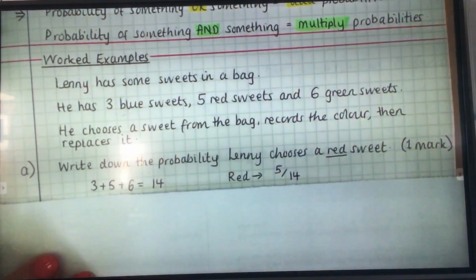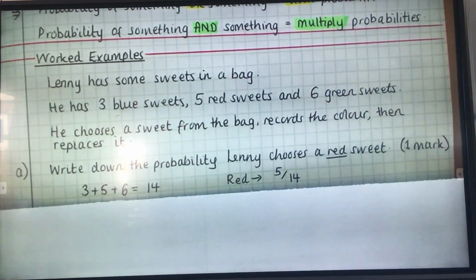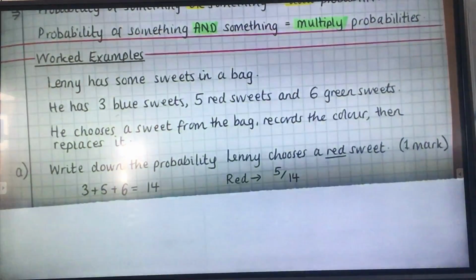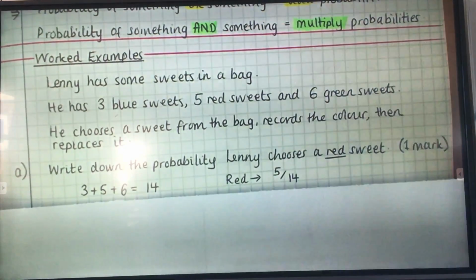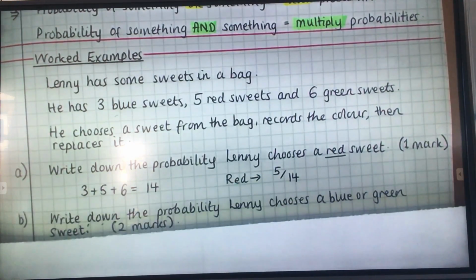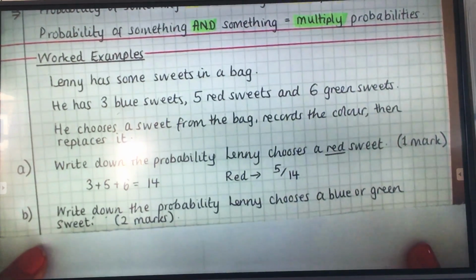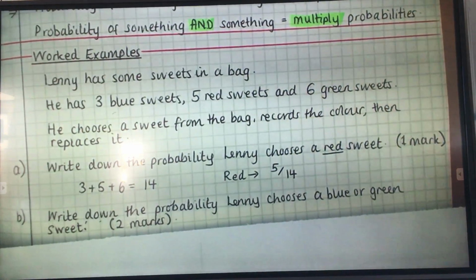Now you need to make sure that you include it as a fraction. If you just wrote 5, that is not a probability. So the probability has to be a fraction in this case. So that one's nice and easy. Our next one is a bit trickier. This is where we start bringing in our rules. So as you can see here, write down the probability Lenny chooses a blue or green sweet.